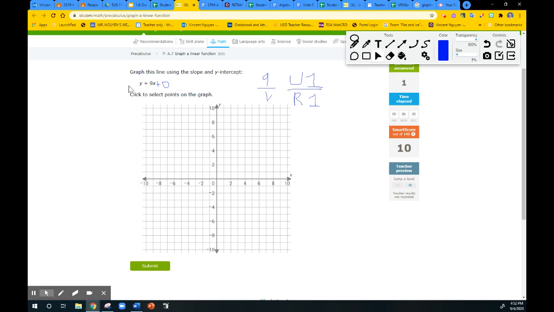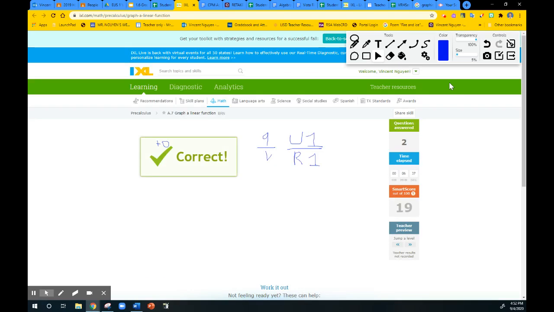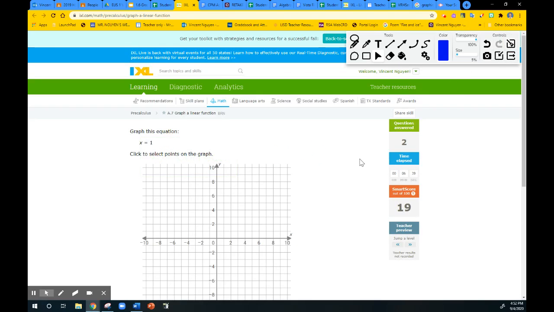So let's do this. We're going to begin at 0. We're going to go up 1 and to the right 1. Okay, so notice my line is positive, and it's very steep because the slope is a big number. It's bigger than 1, right? So the line is steeper. Let's submit. Perfect.